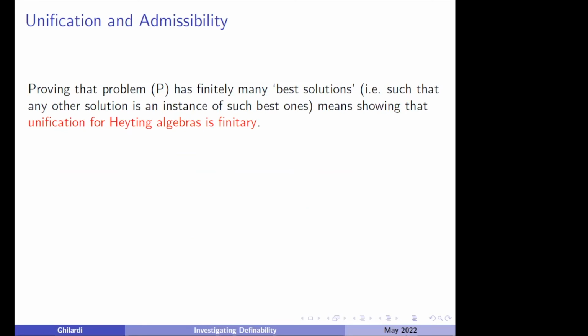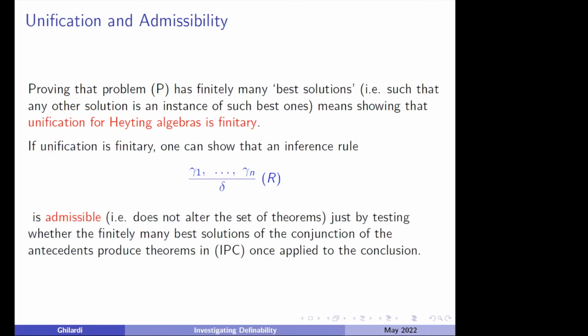However, unification is finite, meaning that there are finitely many best substitutions, such that any other solution of our problem can come from an instantiation of these finitely many best ones. And proving this has big consequences from the point of view of logic, because one of the classical problems in propositional logic is to recognize admissible rules, so the rules that you can add to the calculus without proving any new theorem.